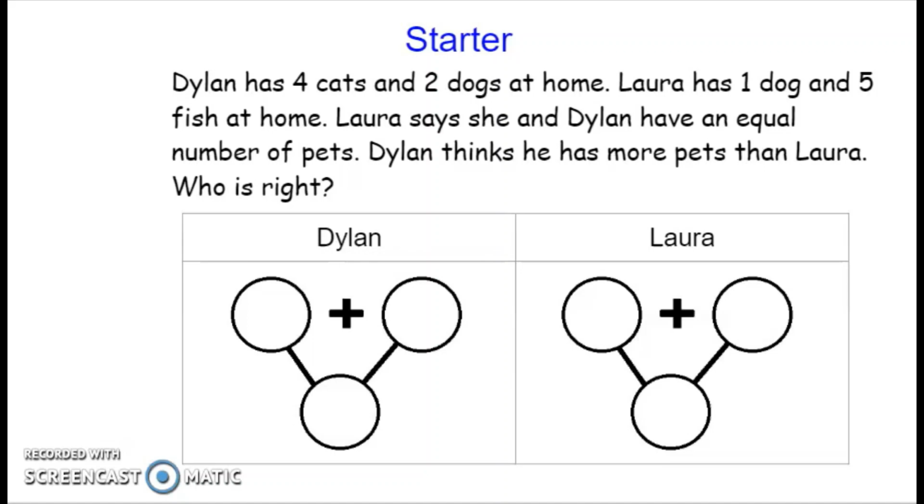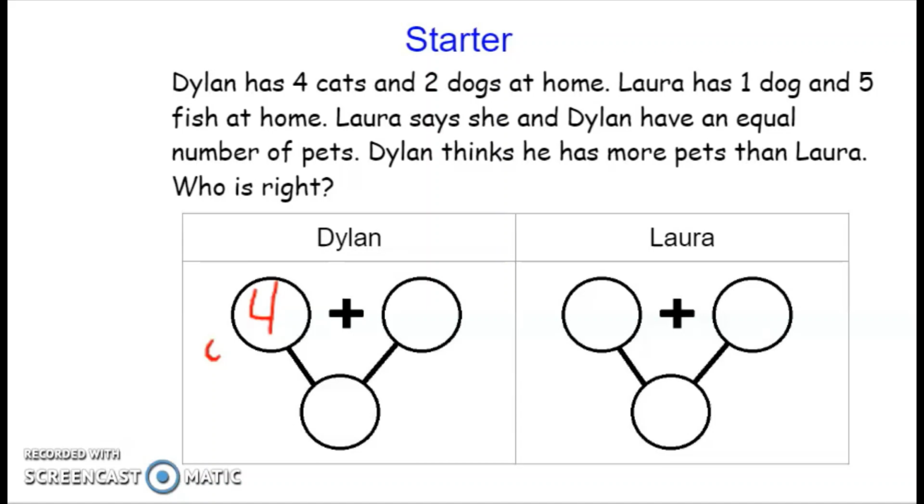Dylan has 4 cats and 2 dogs at home. Take a look at Dylan's side, at Dylan's number bond. Great. How many cats does Dylan have? That's correct. He has 4 cats. So we're going to go ahead and fill that in, 4. And then I'm going to put a C right here so that I know the 4 represents cats.